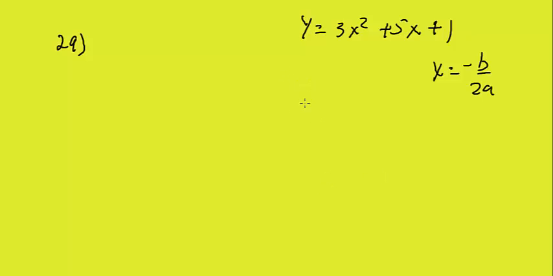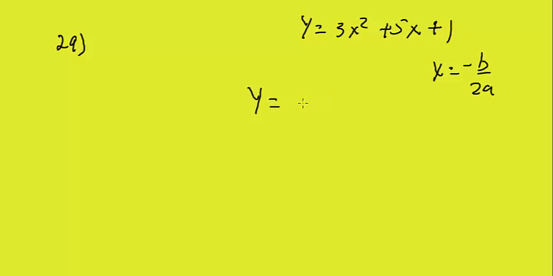Let's say you have y is equal to 3x squared plus 5x plus 1. What type of graph do you get? Parabola. Which way does it open? Up. How do you find the vertex of the parabola? There's a formula for it? Negative b over 2a. x is equal to negative b over 2a. That's the formula, right? That is the formula. Let me show you something.